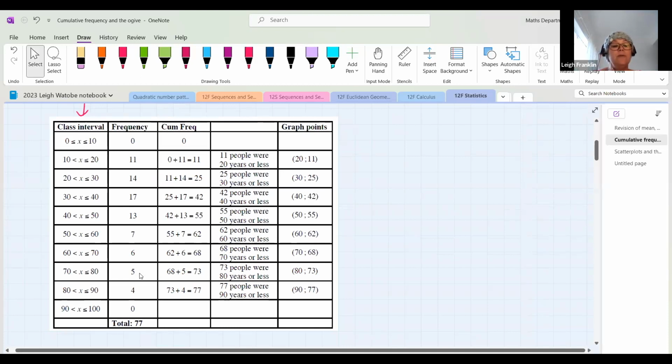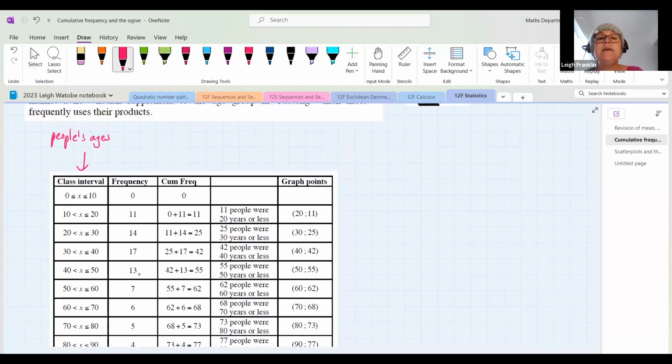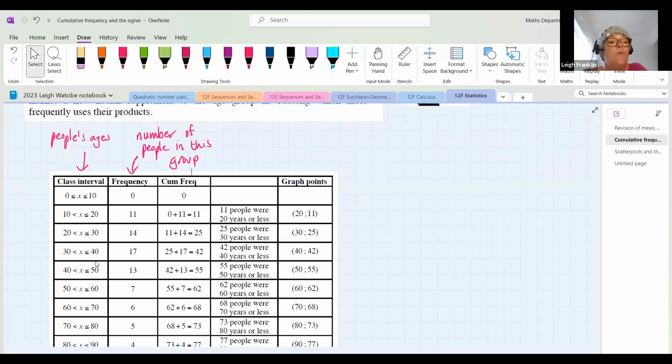The frequency column tells us how many people are in that group. So frequency is the number of people in the particular group.